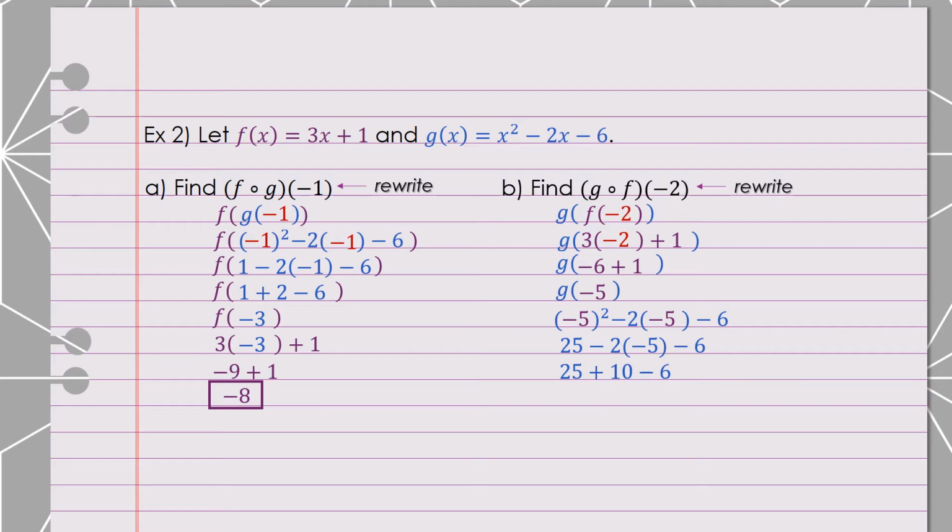There's no more multiplication division, so we move on to subtraction addition in order from left to right. And we know 25 plus 10 is 35, and then we keep the minus 6. And then the last step, 35 minus 6 is 29, and that is your final answer.